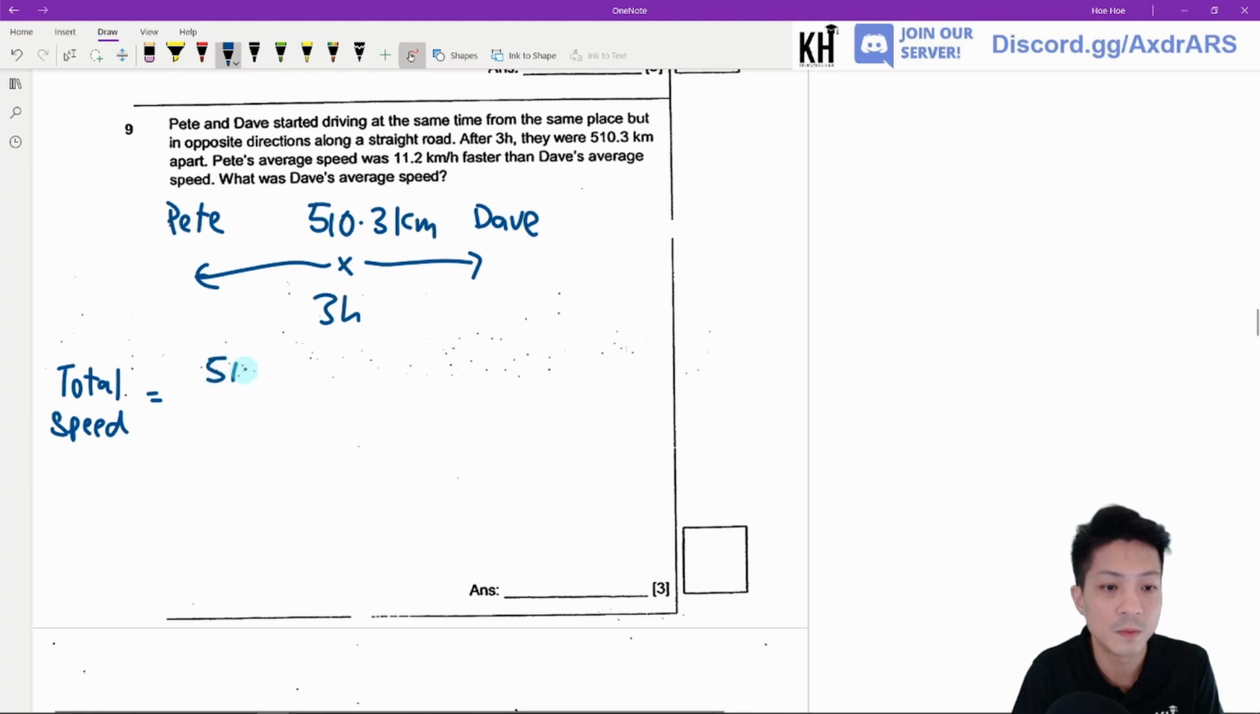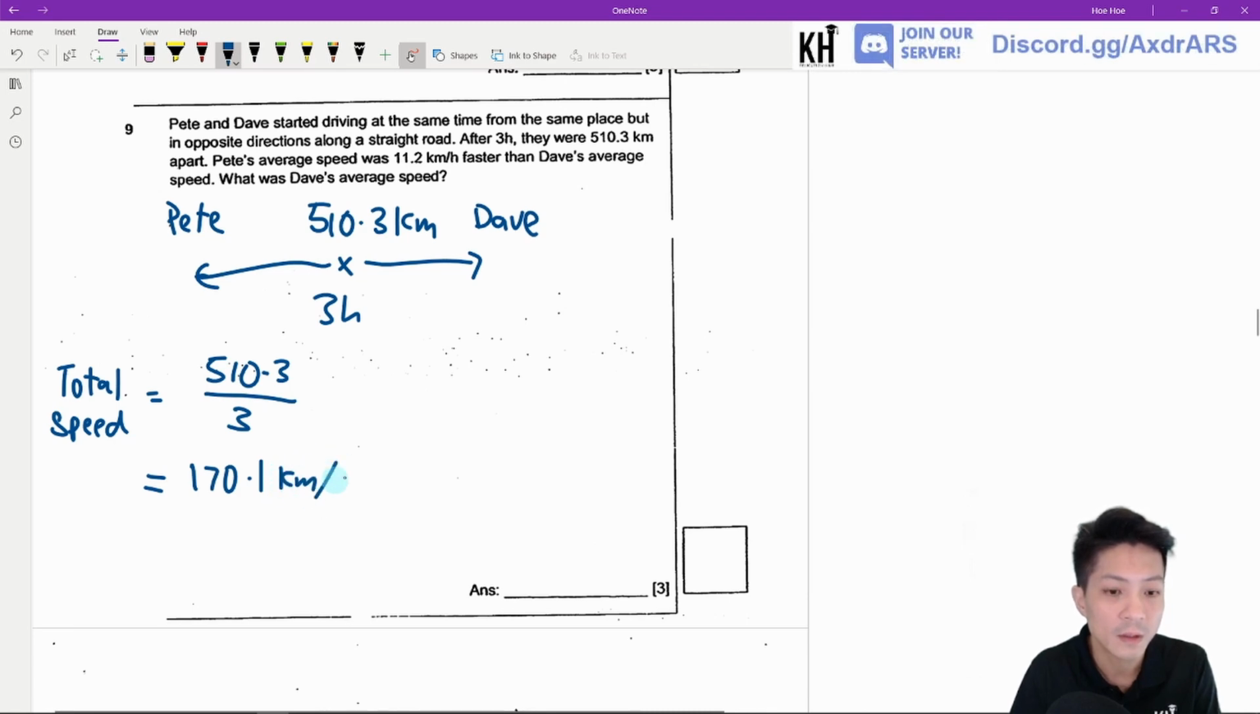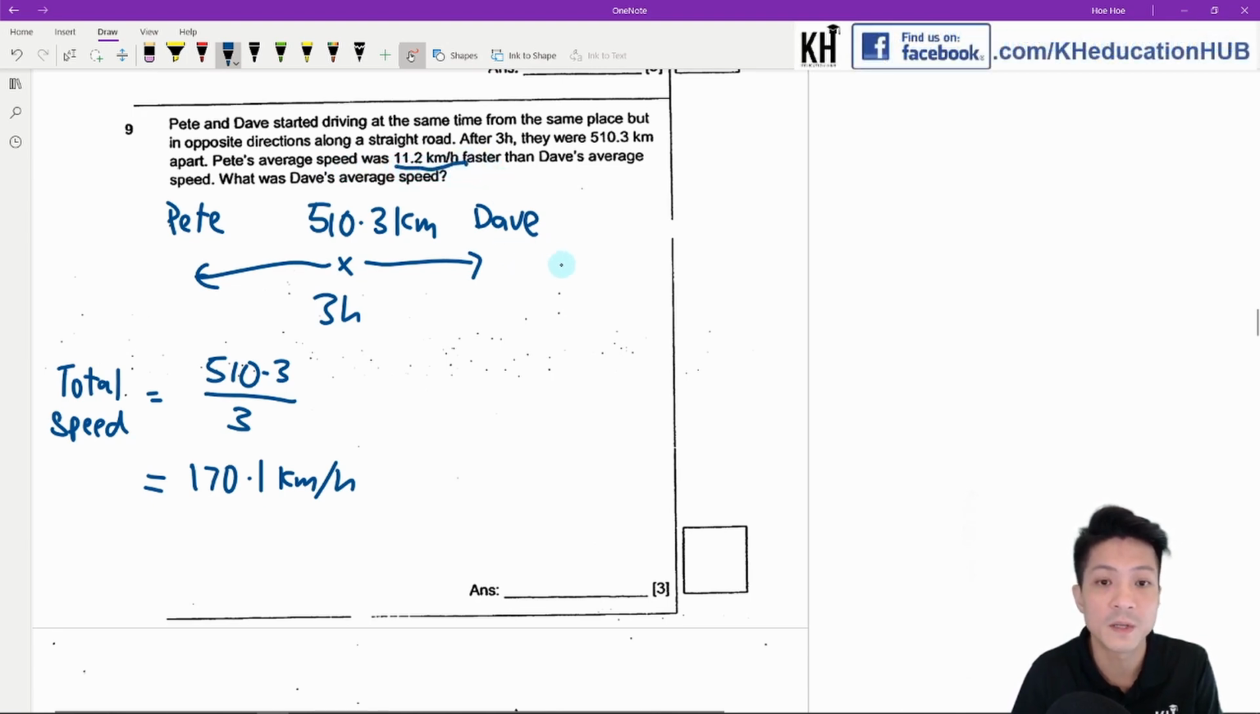Their total speed will be the distance between them divided by the time taken. So 510.3 divided by 3 will give me 170.1 km per hour. Okay, so Pete's average speed was 11.2 km per hour faster than Dave.